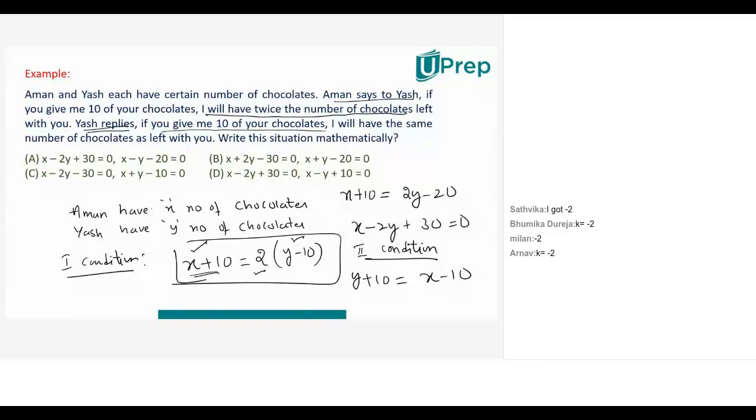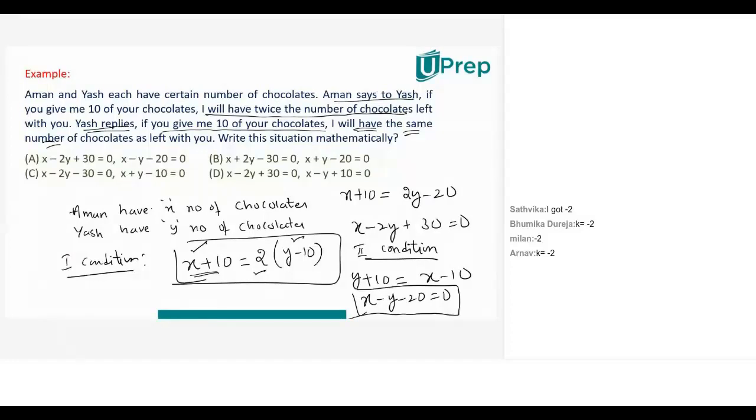According to the given condition, I will have the same number of chocolates. Means, Yash is getting 10, Aman is left with X minus 10. So, both are equal. According to this condition, I will have the same number of chocolates. So, both are equal. Now, let's write this. Take this Y on the other side, so X, Y goes on the other side, becomes minus Y. Yes or no? Next, 10 goes on the other side, minus 10, again minus 10, minus 20 equal to 0. That's how you can formulate this real life problem.